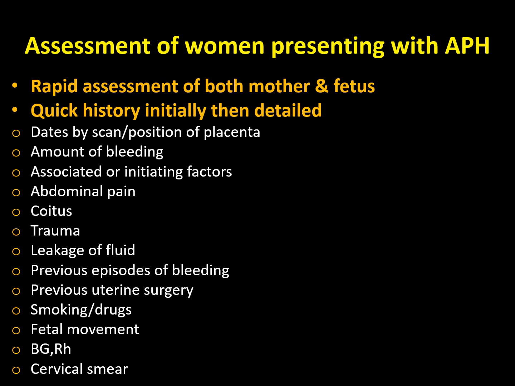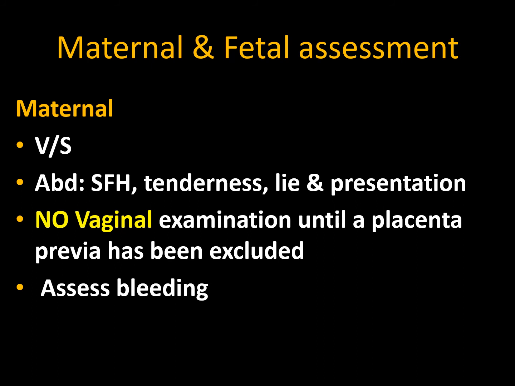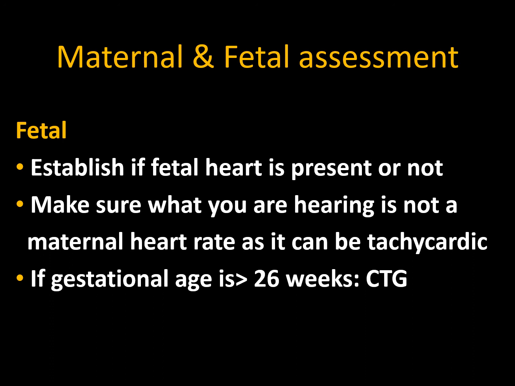Ask about fetal movement, and ask the patient if she knows her blood group and Rh, if she had cervical smears in the past, if she's up to date, and what was the last result. Assess maternal and fetal well-being and maternal vital signs, and then we do an abdominal exam, an obstetric exam. Look for previous scars, and use Leopold maneuvers, looking at the symphysis-fundal height, tenderness, lie, and presentation. We do not do a vaginal examination. I keep repeating, no vaginal examination is allowed till the placenta is localized by an ultrasound. Assess the amount of bleeding. To assess fetal well-being, we do an ultrasound and check the fetal heart by sonography.